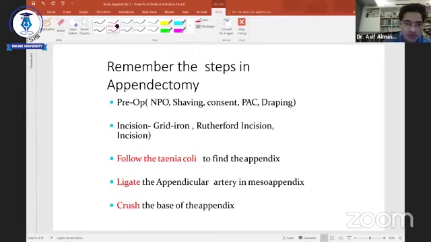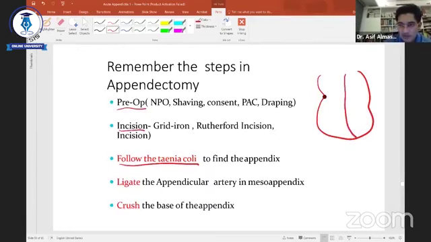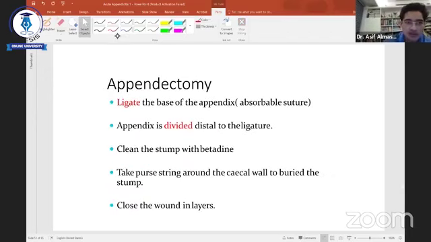So the points, sometimes they will ask you about the different steps. So remember that you give the incision, preoperative preparation, you give the incision, follow the tinea coli. If you remember, if this is the cecum, and if these are the teneas, ultimately wherever the tinea meet, that is where the appendix is. So you get one tinea and follow it, you'll always get at the end of the tinea, there is the appendix. Ligate the appendicular artery, crush the base, ligate the base, and then you divide it.